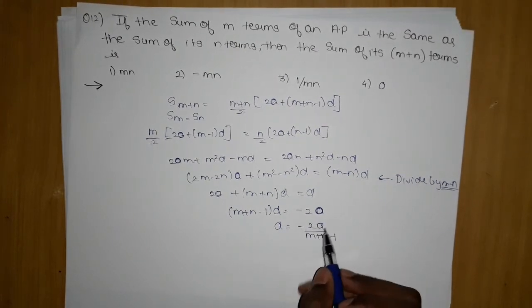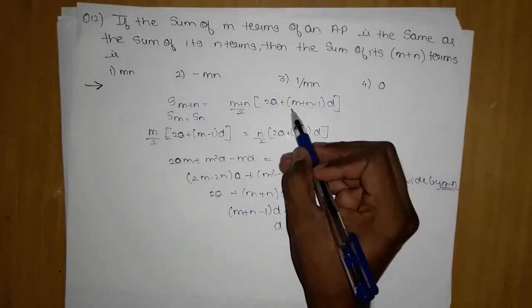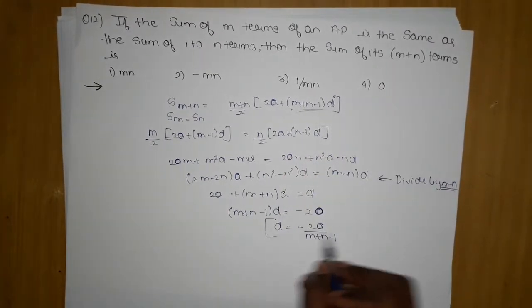Why was I finding this value? Because you can see it is similar to this m plus n minus 1. So we are going correctly.